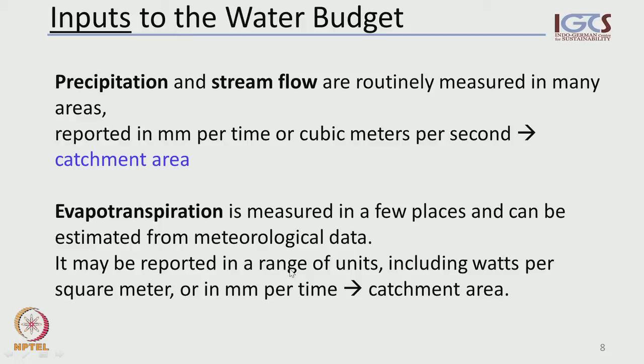It may be reported also in a wide range of units, which could be watts per square meter, it could be in millimeters per time, and again, it has to be based upon a particular area, a catchment area or sub-catchment area. So keeping all this already in mind, we have to work in single units if we want to come up with a water budget, which could already in itself be a challenge because it's been reported and recorded in so many different units.